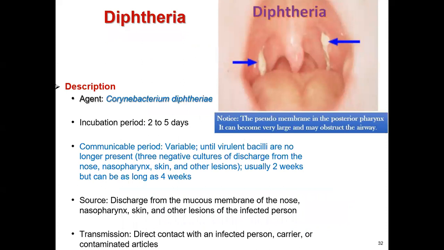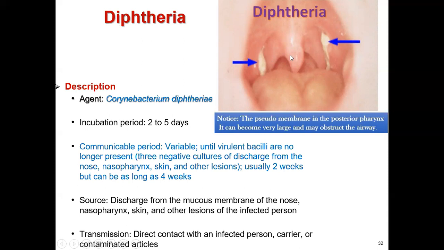Now we are going to talk about diphtheria. The organism name is Corynebacterium diphtheriae. The incubation period is 2 to 5 days. The source is discharge from the mucous membrane of the nose or nasopharynx, skin, or other skin lesions.